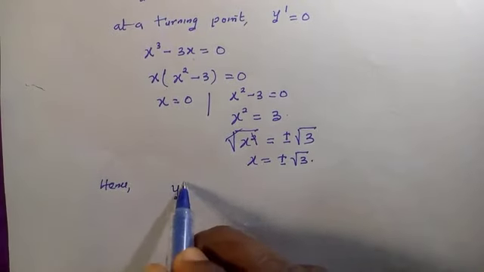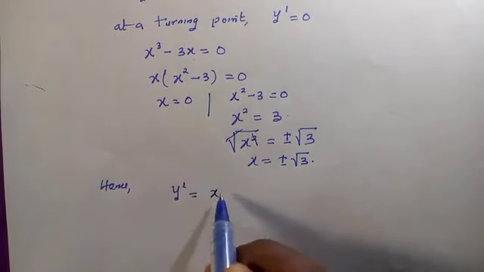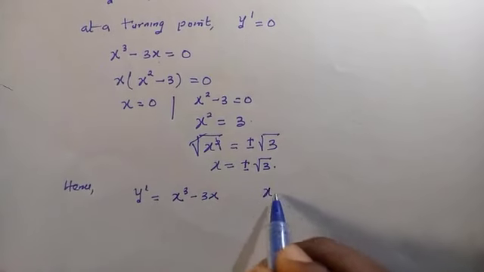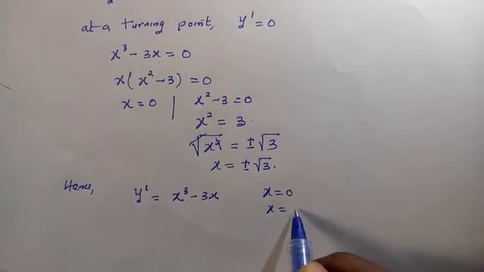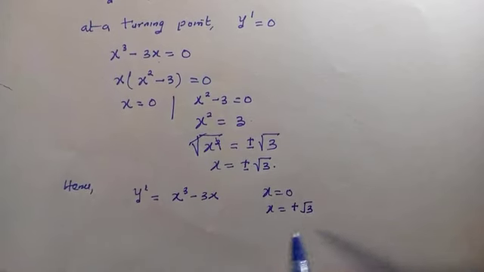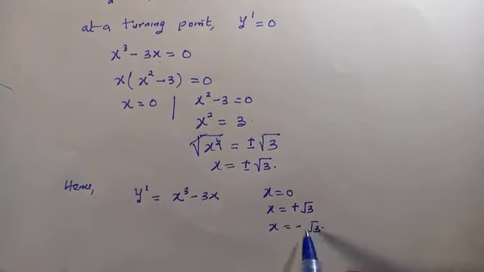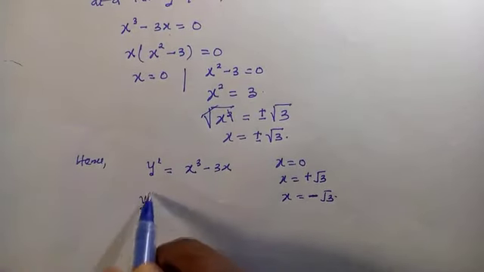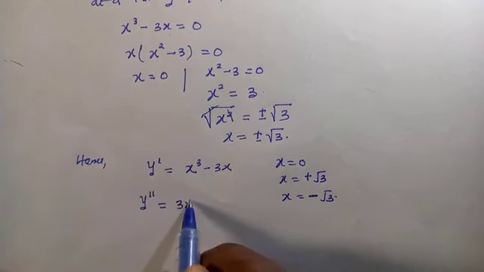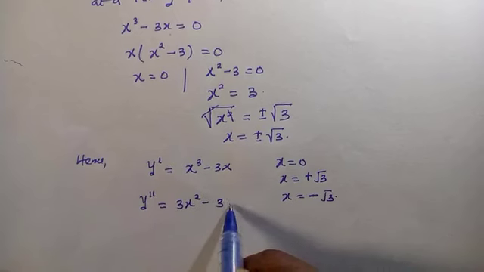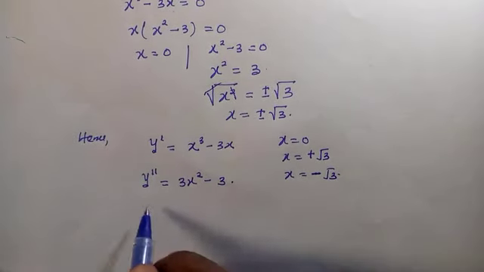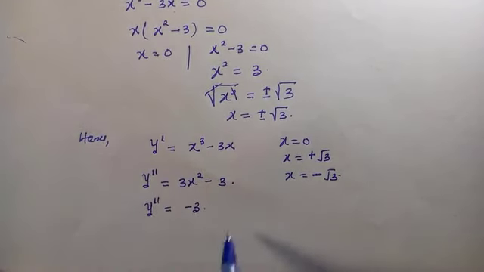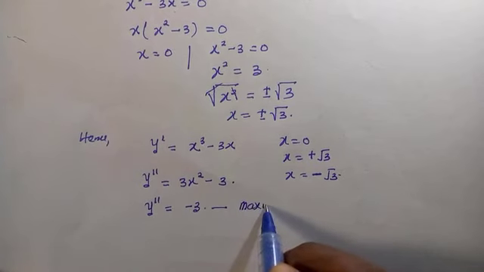Hence, to get the maximum, minimum, and the point of inflection, we take the second derivative and put all these values in it. So we have x equals 0, x equals plus root 3, and x equals minus root 3, being the 3 roots. The second derivative, y prime prime, equals 3x squared minus 3. By putting in the first one, at x equals 0, everything becomes 0 and we get minus 3. And we know that for every negative value, that is maximum.